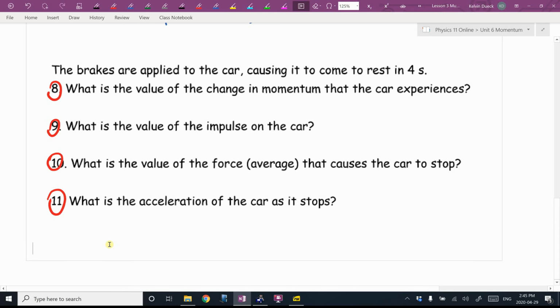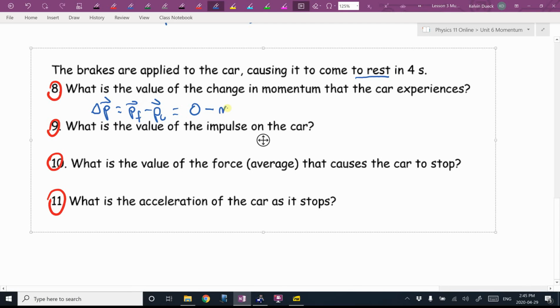The brakes are applied to the car, causing it to come to rest in 4 seconds. What's the change in momentum? I think here, to find the impulse, I'm actually going to use final minus initial, because my final momentum, if I come to rest, is 0. And my initial momentum was mv initial when I start hitting the brakes.